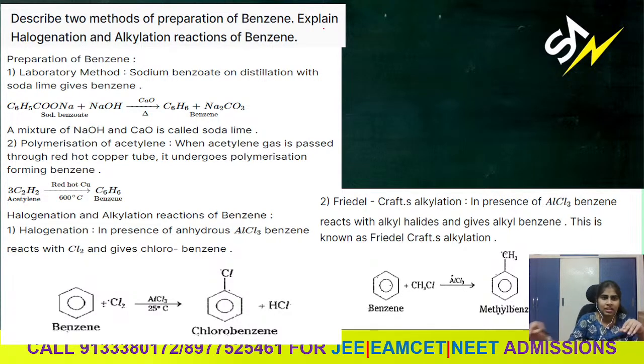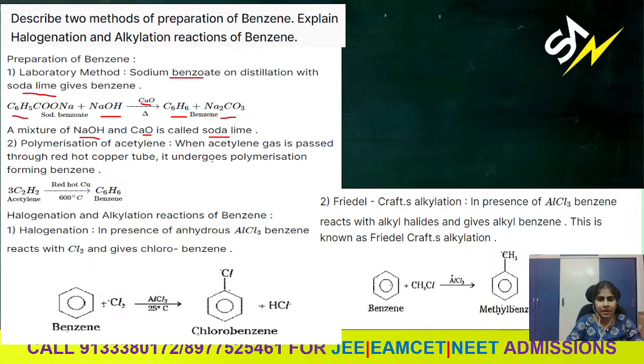In the laboratory method, benzene can be prepared from sodium benzoate, having formula C6H5COONa, on distillation with soda lime, that is NaOH. It is heated in the presence of calcium oxide. This gives benzene and sodium carbonate. A mixture of NaOH and CaO is called soda lime. In this way benzene can be prepared by the laboratory method.